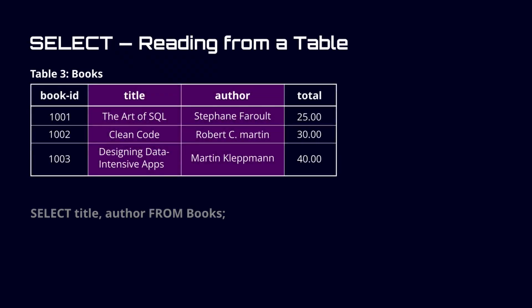Let's start with a simple SQL query, a SELECT statement. SELECT title, author FROM books. This one says, give me the title and author of every book in the books table. When this query runs, the database returns a list of all books with just those 2 columns, exactly what we asked for.